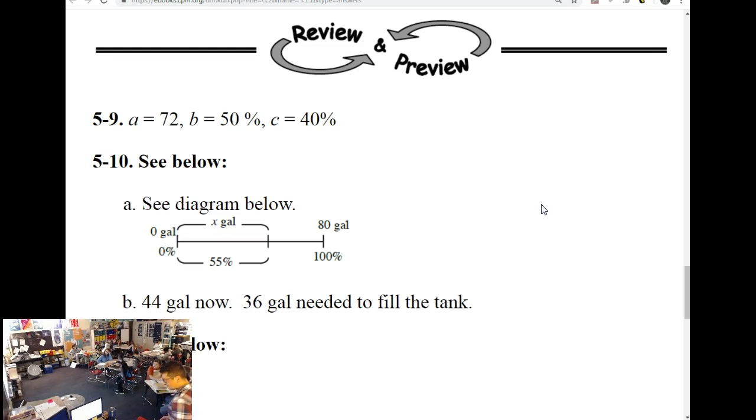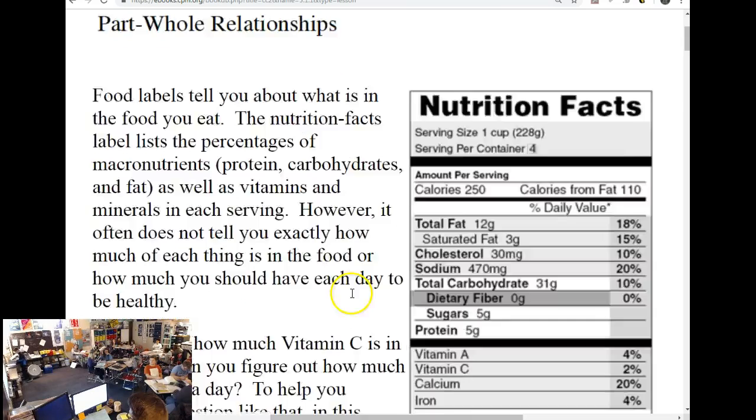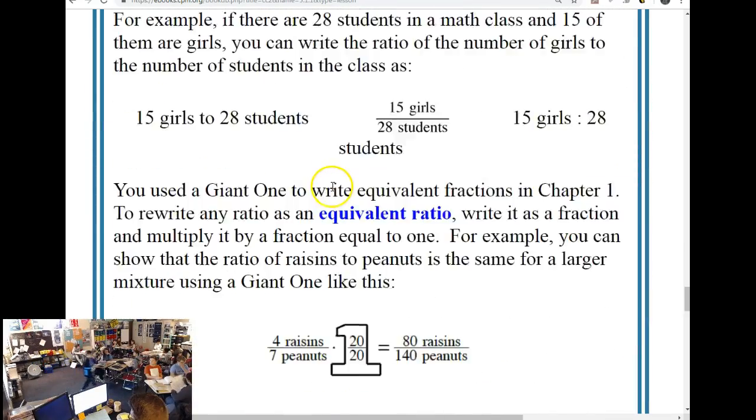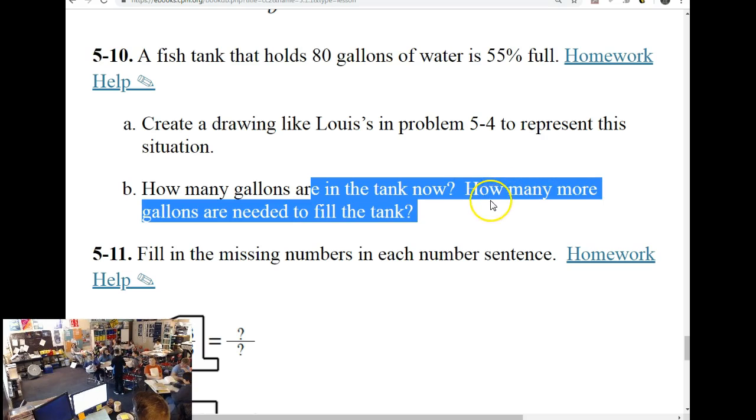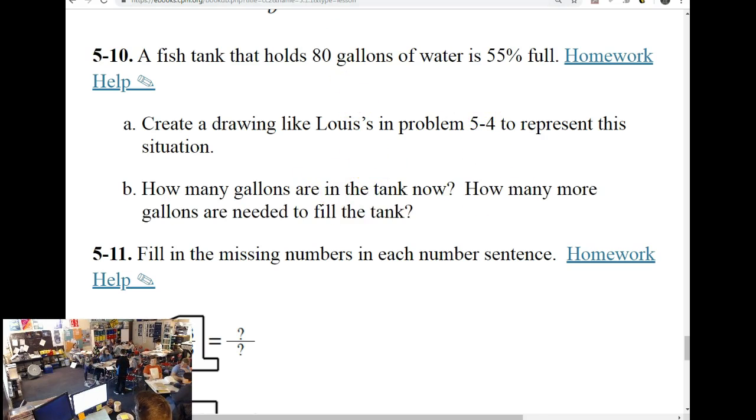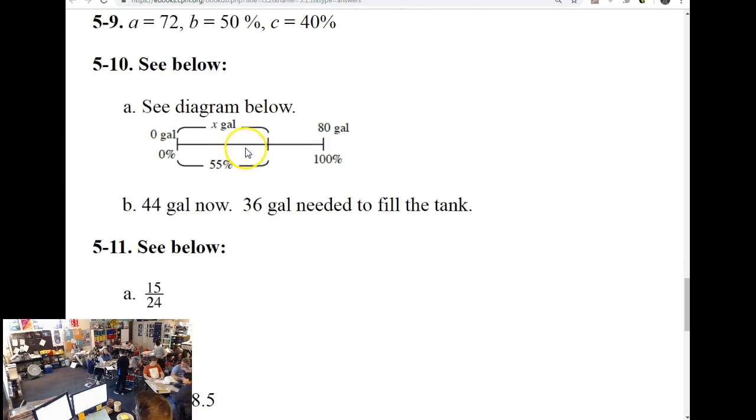Aiden? Oh, never mind. Wait, did it ask on 510B that you know how much is needed to fill it up? How many gallons are in the tank now? How many more are needed to fill it? So, if you know how many are in it now, you should be able to figure out how many are needed. So 50% would be 40 gallons, and then another 5% would be another 4 more gallons. So the 55% full, that's how we get our 44 gallons.